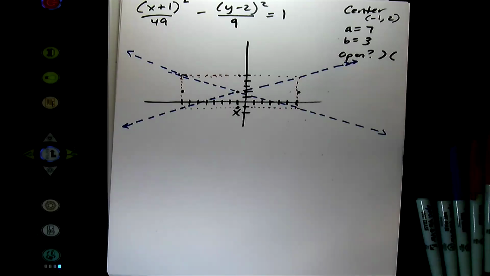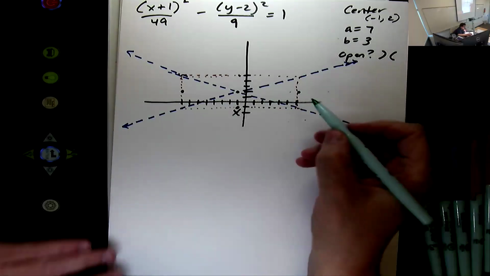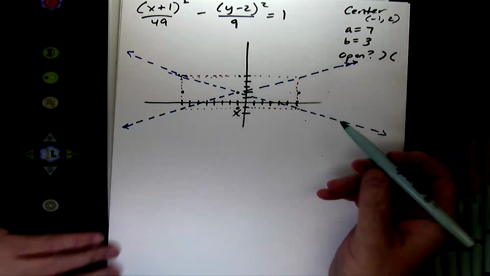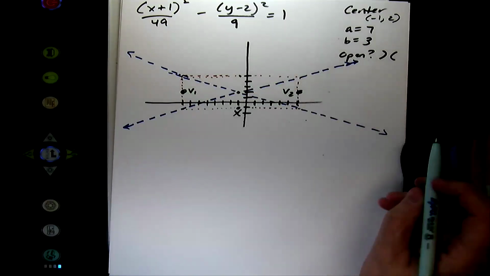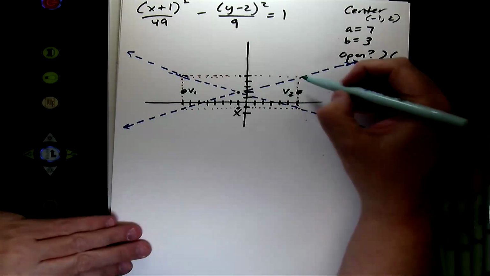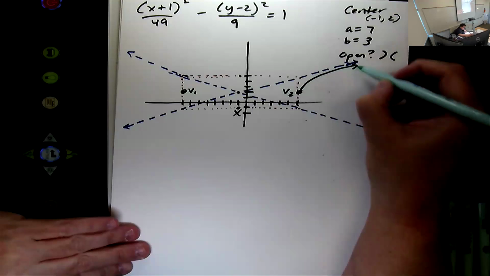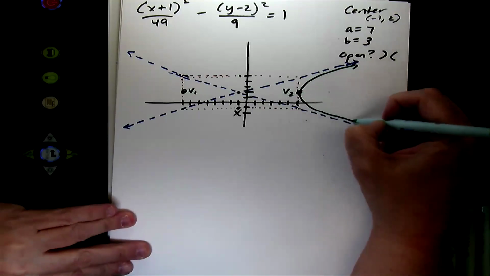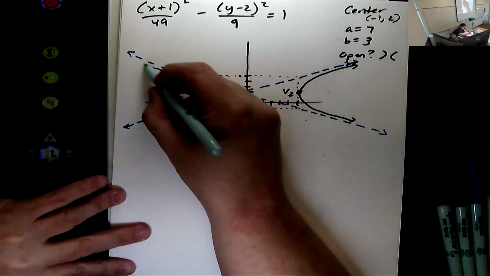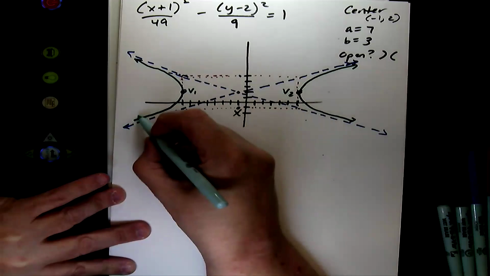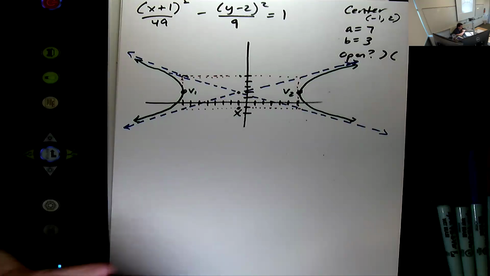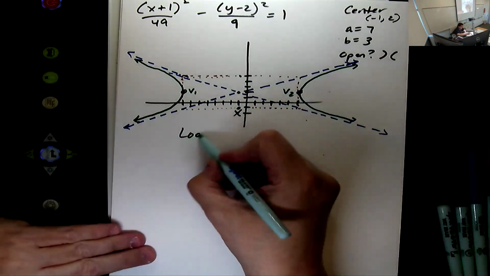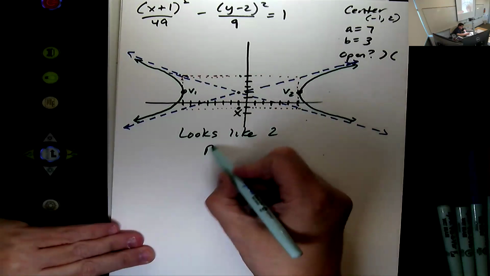We can label those endpoints as V1, V2. Which ones, the left-right endpoints or up-down endpoints? Left-right endpoints. And then we can draw our parabola without going over the asymptotes. It sure looks like a parabola, doesn't it? I know I describe it as a parabola, but parabolas don't have asymptotes. This is a hyperbola. But they look a lot like parabolas, don't they? Looks like two parabolas, but they are not.